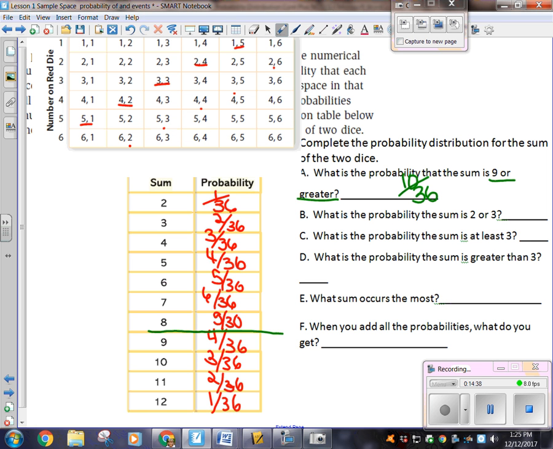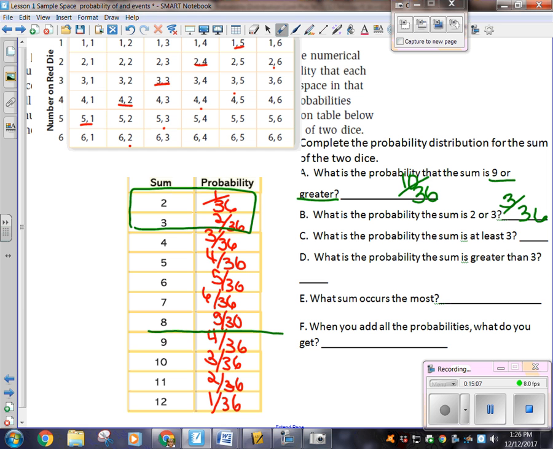What's the probability the sum is 2 or 3? 2 or 3. What is it? 3 out of 36, right? The probability I get a 2 is only one chance. But if I say or a 3, that's going to increase my chances. I'm going to have 2 more. That's 3 out of 36.